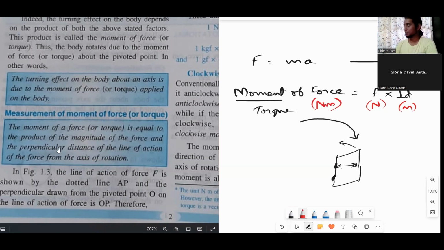Can you try to say the definition? What is moment of force? It is the product of two things. What all? Magnitude of force and perpendicular distance. Distance from where? Distance of the line of action means where you're applying the force. From where? From the axis of rotation. That means the hinge. Okay, write down the formula.